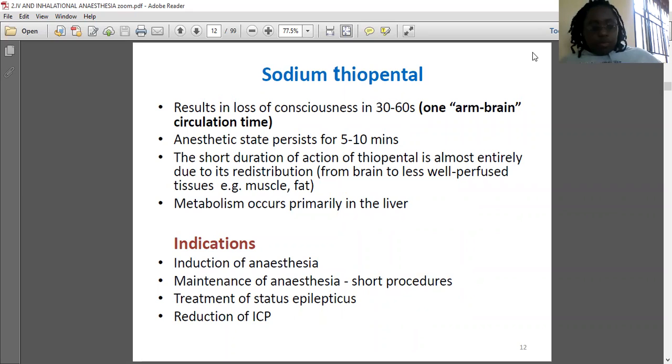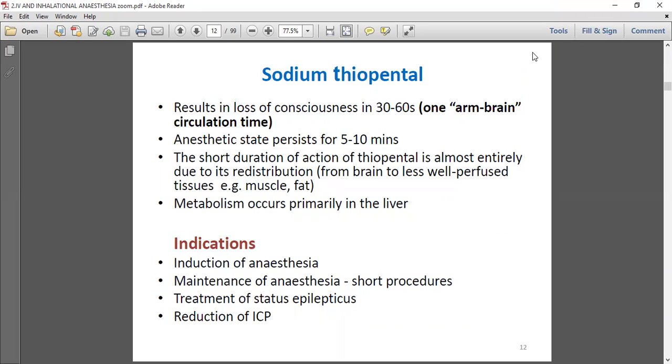Then we have, it results in loss of consciousness within 30 to 60 seconds in one arm brain circulation. The anesthetic state persists for 5 to 10 minutes. As you can see, the duration of action is very short. So you have to have given a maintenance dose by then. The short duration of action of thiopental is almost entirely due to its redistribution, and metabolism occurs primarily in the liver.